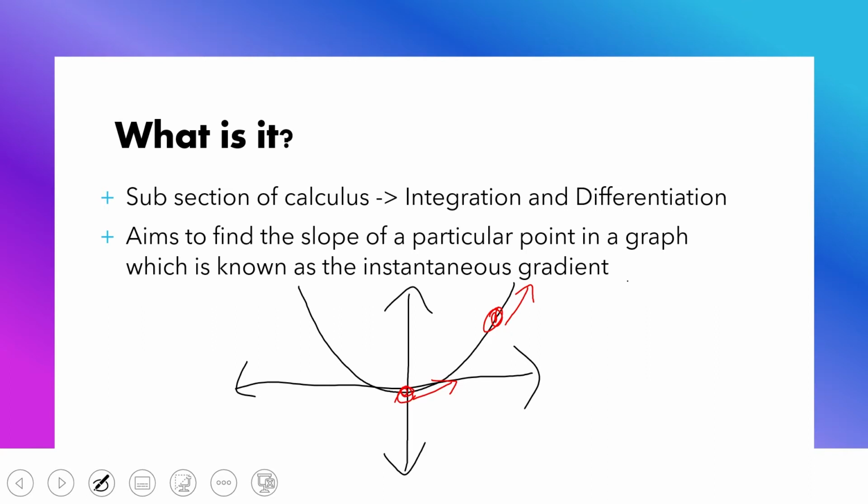So hence there's something called differentiation. Differentiation aims to find the slope of a particular point in a graph, and this slope is known as the instantaneous gradient. Instantaneous means at that instant, at that specific point, right? So this aims to find the gradient at this specific point right here. So let's explore. Now you know what differentiation is. Let's explore how you use it and the notation of it.